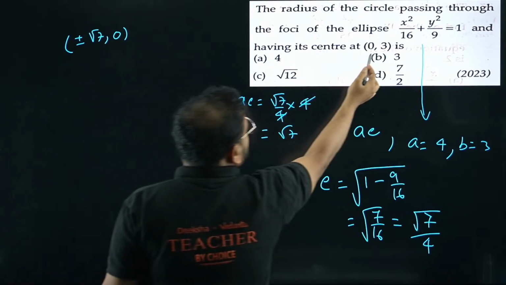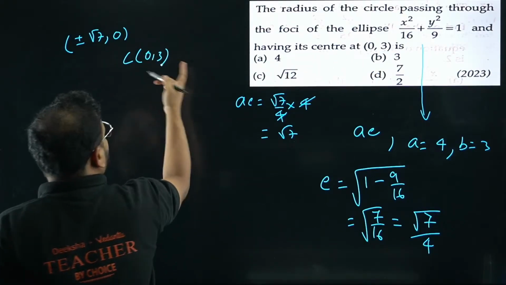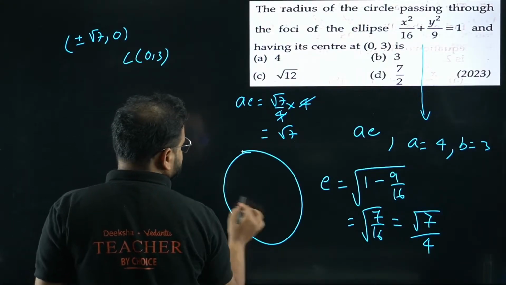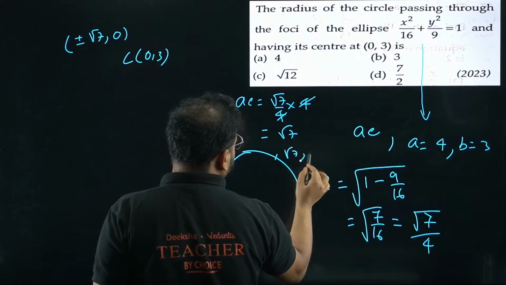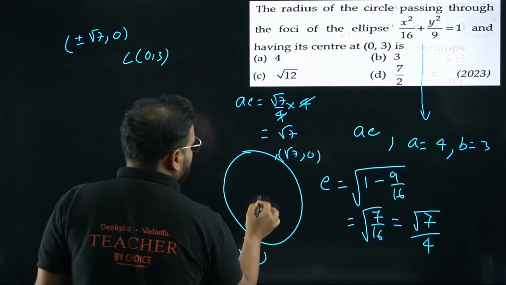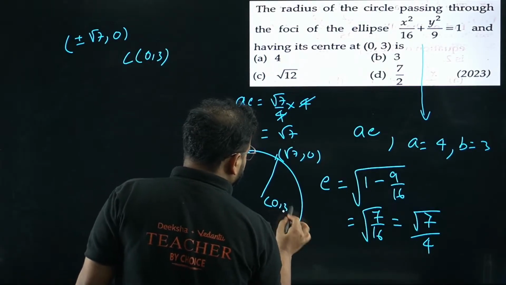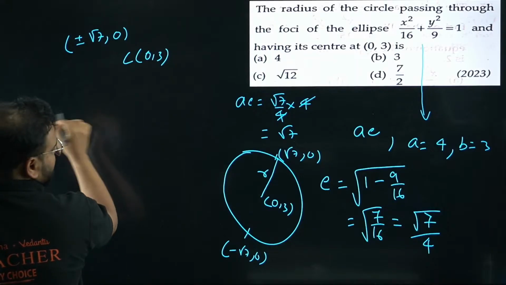Another point is given as 0, 3. Center is given as 0 comma 3. How do you define distance? How do you define radius? This is the circle, right? We have here root 7 comma 0, or we have here minus root 7 comma 0. You can take either of the points as a radius, this or this, either case.